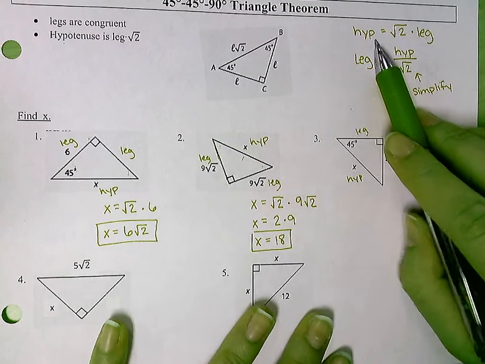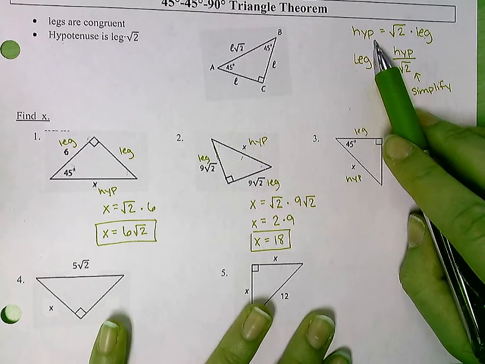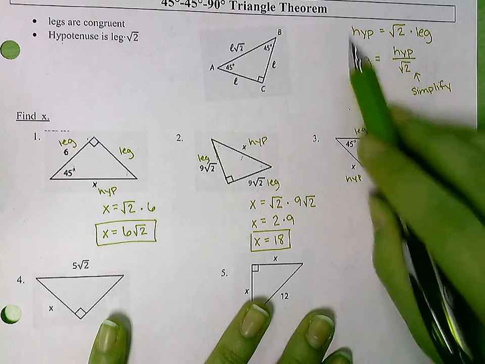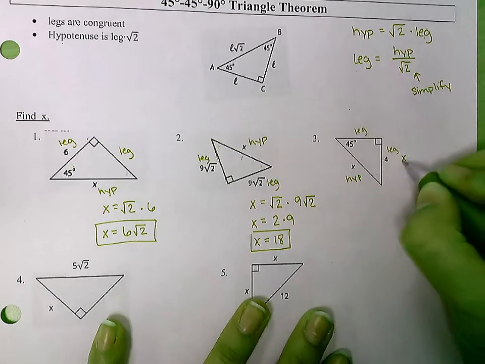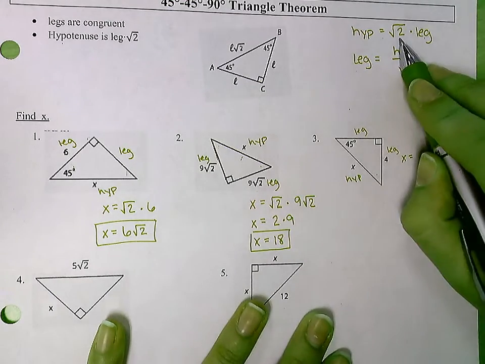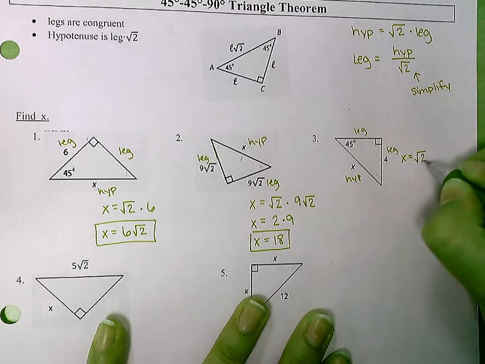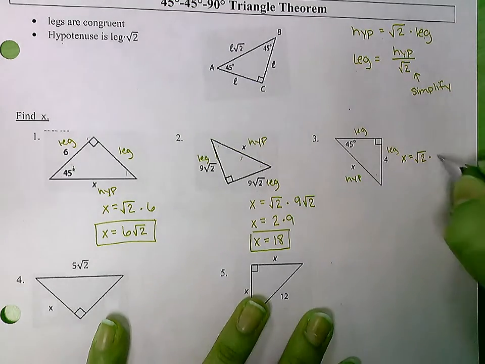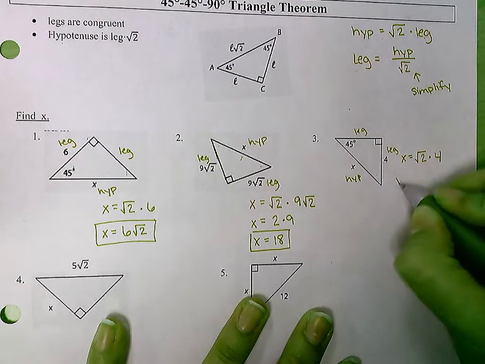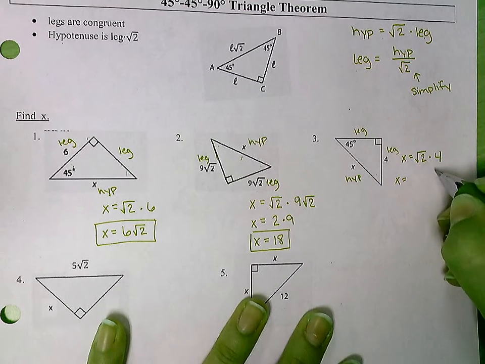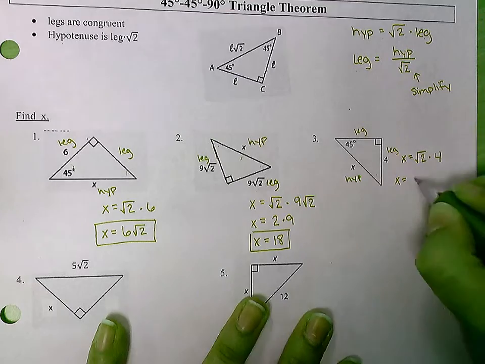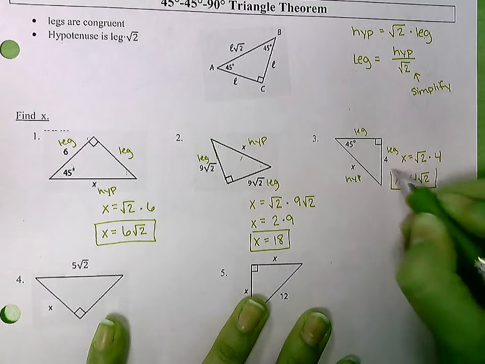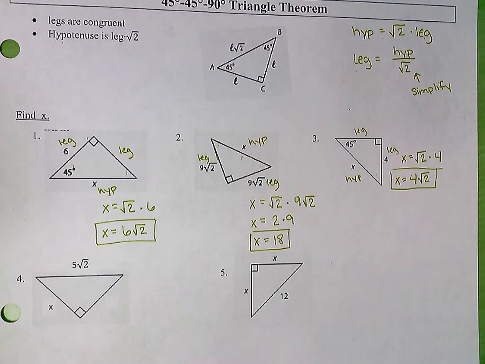So I'm going to use this equation here because I want to find the hypotenuse since that is what x is. So I'm going to plug in what I know. The hypotenuse is x. I have equal to the square root of 2 times the value of the leg. The leg is 4. And I'm just going to rewrite it. You don't have to. You can honestly just leave it like this and circle it if you want. So x is equal to 4 times the square root of 2.